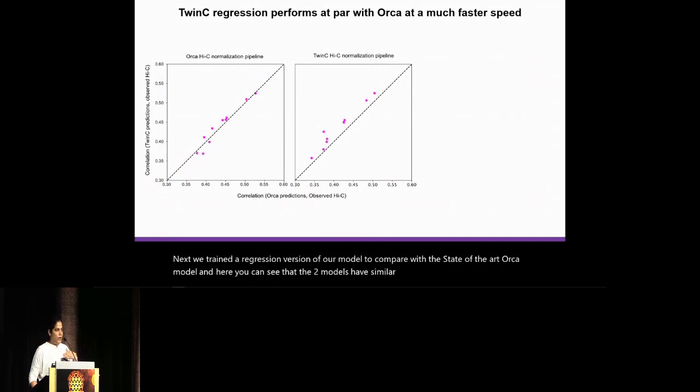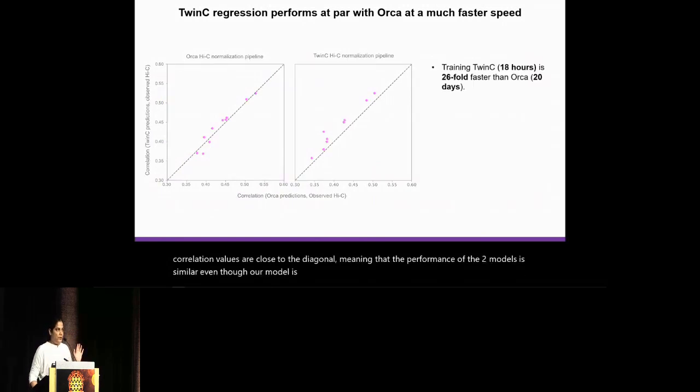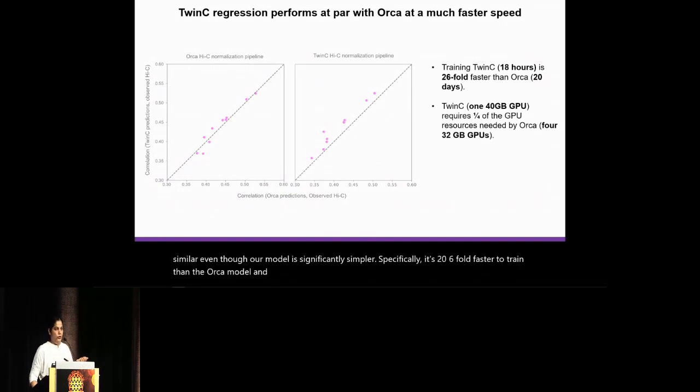I'm plotting correlation of ORCA's predictions with observed Hi-C on the x-axis and Twinkie on the y-axis. And the correlation values are close to the diagonal, meaning that the performance of the two models is similar, even though our model is significantly simpler. Specifically, it's 26-fold faster to train Twinkie than the ORCA model, and it requires 1/4 GPU resources.